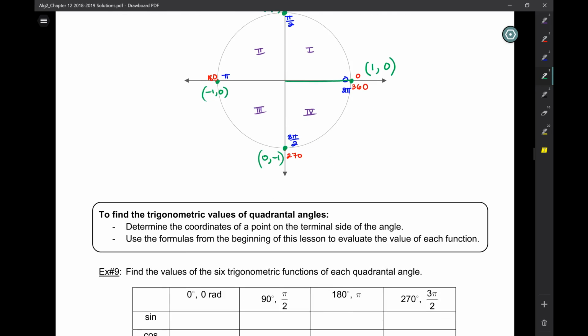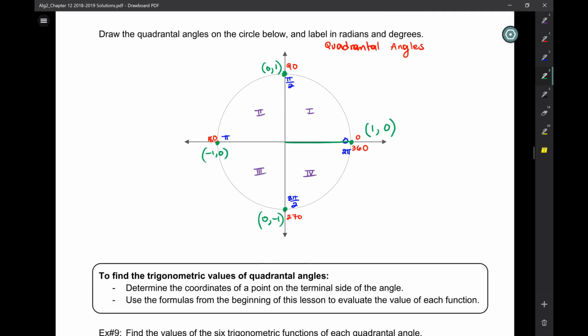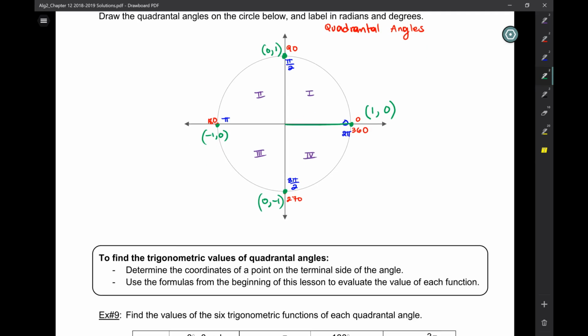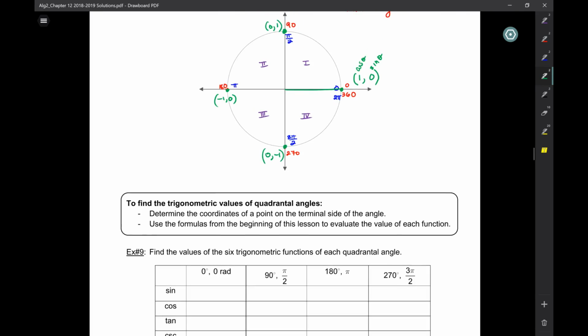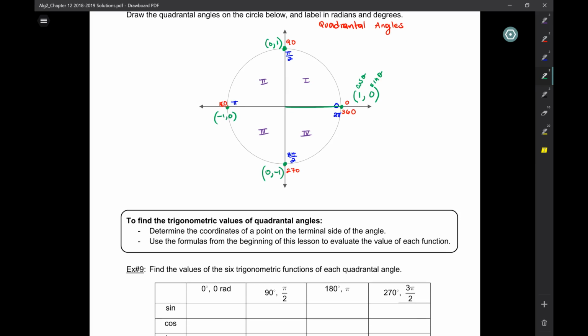Now, we're going to do the trig values of these with the exact same method. Remember what we've always been saying. If you've got a coordinate point, what does the x value represent as far as trig functions? The cosine, and this, the sine. Okay? So, here we are at 0 degrees and 0 radian.